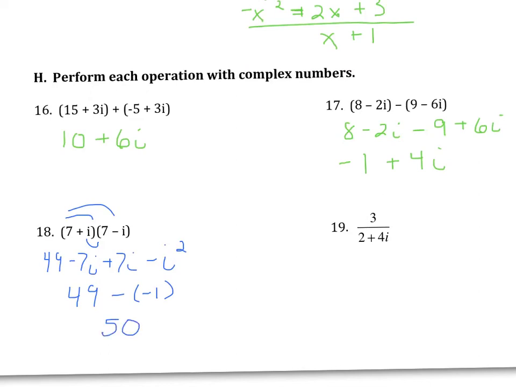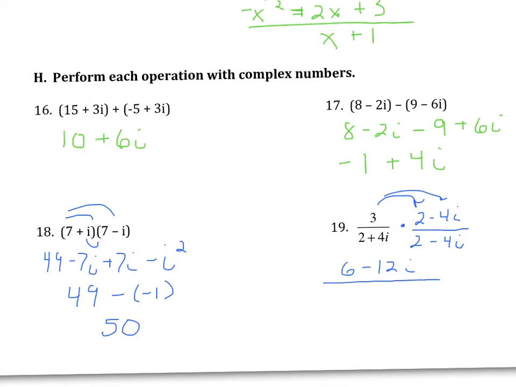For number 19, we want to divide 3 by 2 plus 4i. And whenever we divide by a complex number, we want to multiply the top and the bottom by the conjugate, which is 2 minus 4i. So on the top, we need to distribute the 3. So we get 6 minus 12i.